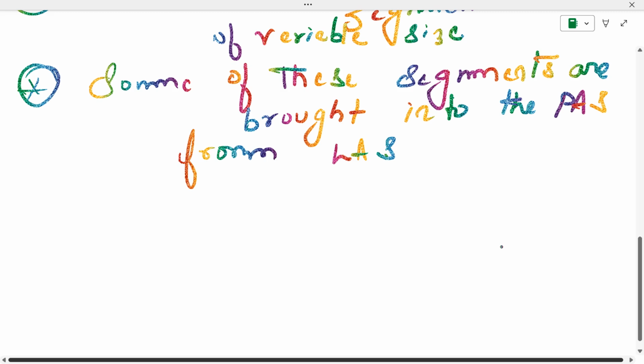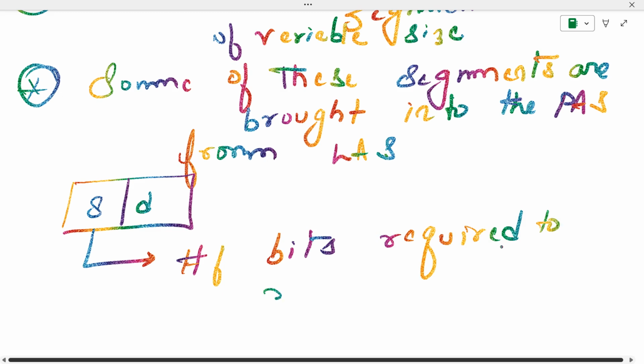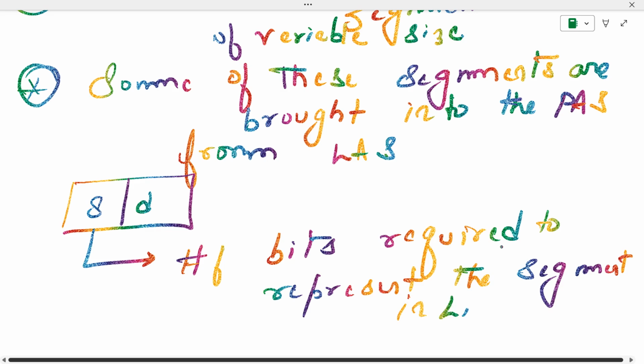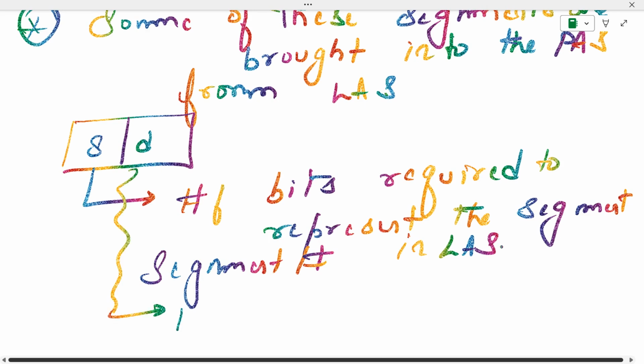Now, if the CPU generates a logical address consisting of S and D bits, S denotes the number of bits required to represent a particular segment in the LAS, and it is also known as the segment number, right? And what is this D? This D is the number of bits required to represent the segment size, also known as the segment offset or word number of segment.